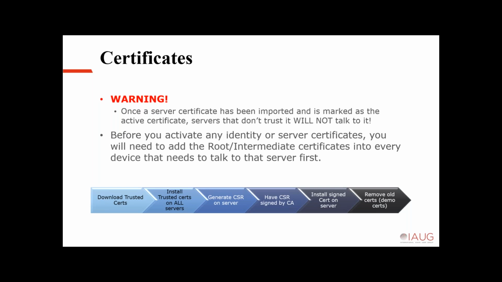So before you activate any identity certificate or service certificate you've gotten back from your certificate authority, you'll need to add the root and intermediate certificates into every device that needs to talk to it first. So again, the process is going to be, you're going to download those trusted certs. You can go to your certificate authority. If you're using System Manager, I'm going to show you in a second how to get to that particular trusted cert, that root cert. You're going to install that trusted cert on every server that talks to what you're trying to secure. So chances are you're going to be running around and touching every single server to import this root cert. This is a time-consuming process.